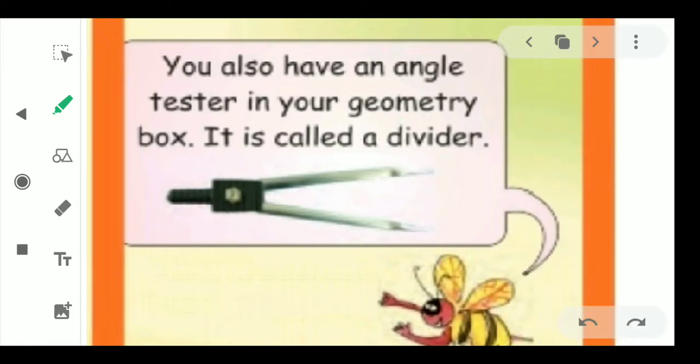You may have seen an angle tester in your geometry box. We call it a divider.